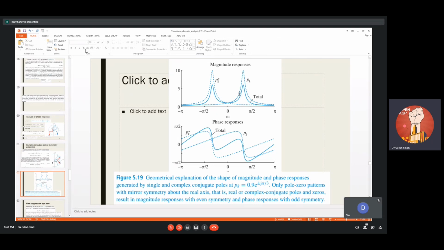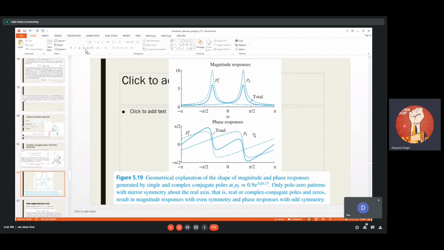So this is the magnitude response for pk. Now for the conjugate, when you have 0.9 into e to the power minus j pi by 3, then this will be the magnitude response. And if you sum both of them, then this will be the total magnitude response. Again, it is an even function of omega.